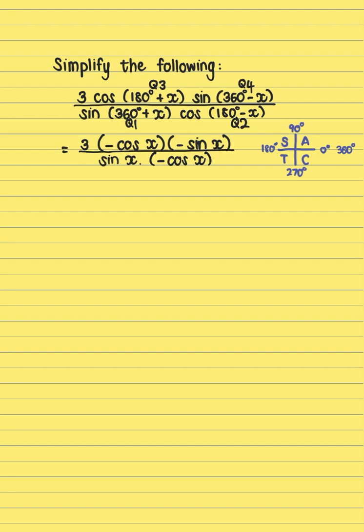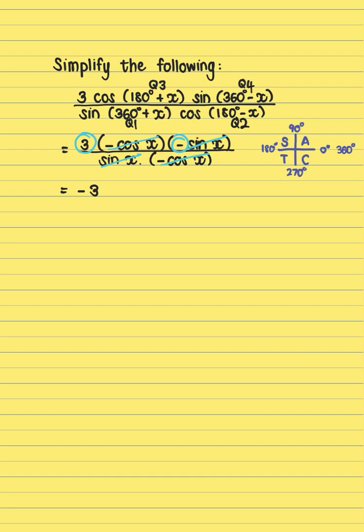Now we can start cancelling things out. So if we actually take a look at what we have here, we have a negative cos x at the top, a negative cos x at the bottom, so those will cancel each other out. We have negative sine x and positive sine x, so those will also cancel each other out. I'm left with 3 times negative 1, so my final answer here is 3 times negative 1, which is negative 3.